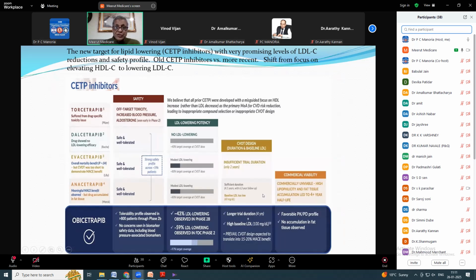The rest of the trials I have shown you were not positive, and in fact dalcetrapib not only failed to reduce ApoB, but increased CRP. So these drugs are out of the market now, but they set the tone that we are missing something, and that's why obicetrapib came.